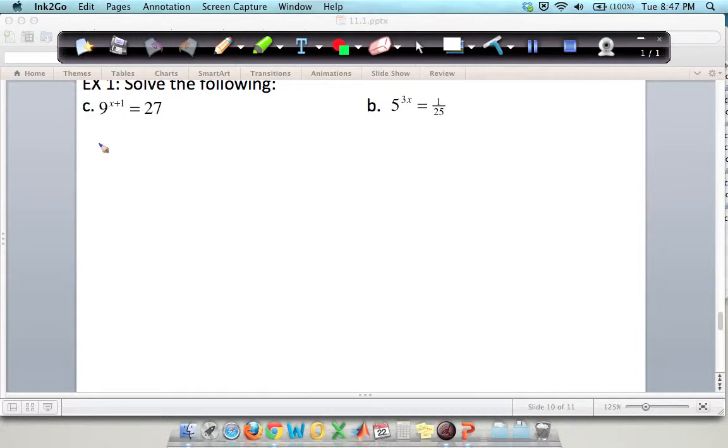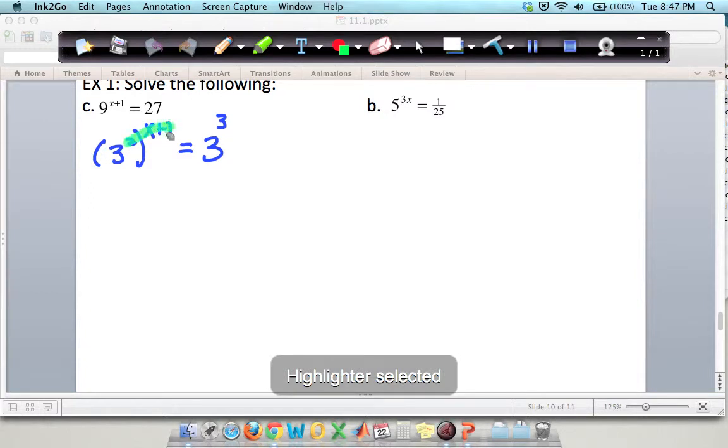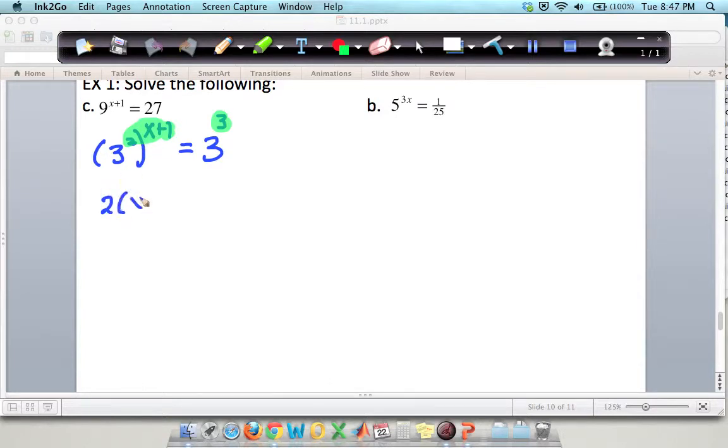So I'm going to rewrite 9 as 3 squared, and that's raised to the x plus 1 power, equals 27 is 3 cubed. And now in this case, I can look at these exponents. And remember, when you have a power raised to a power, you're multiplying. So this is 2 times x plus 1 equals 3. And now I do have just a little bit I need to solve.